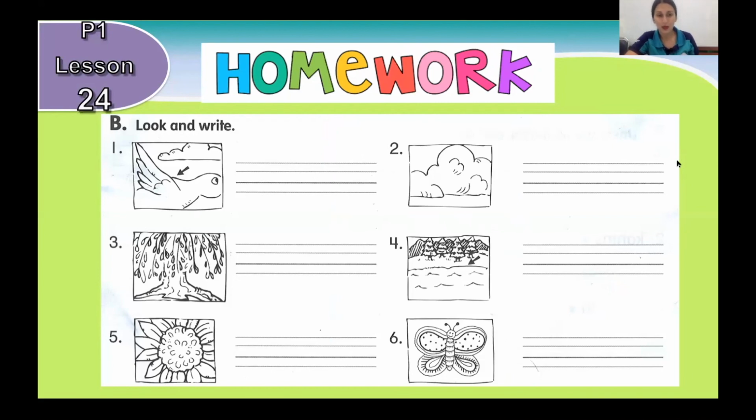For example, I can see a bird. Good. Just write a bird. Okay, look at the second picture and do the same.